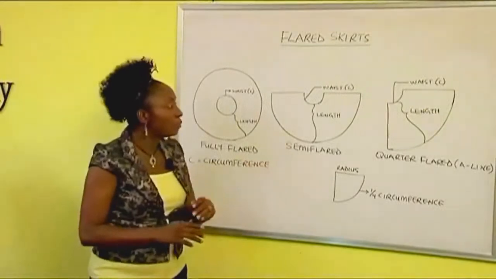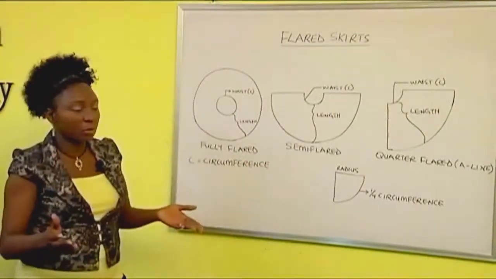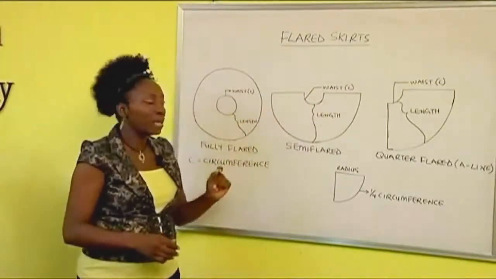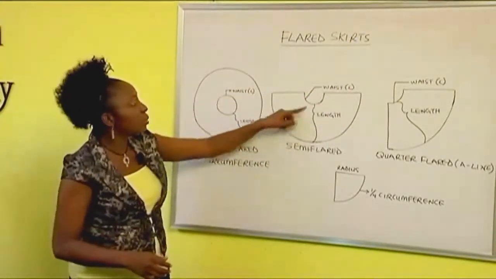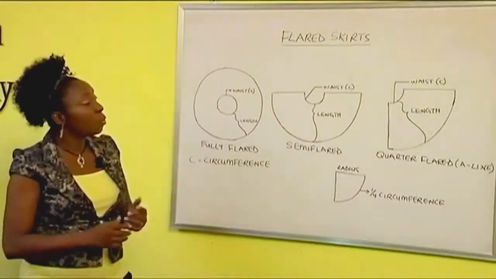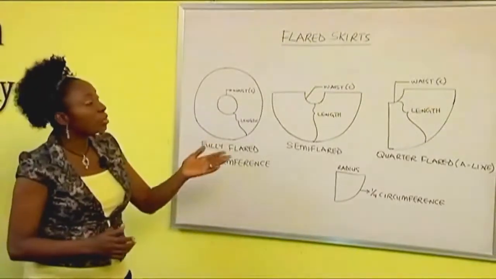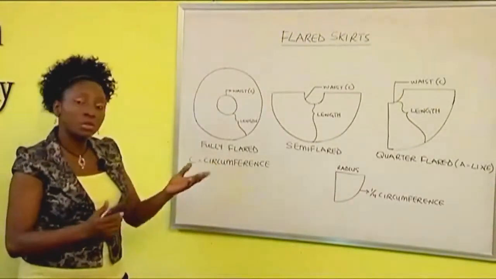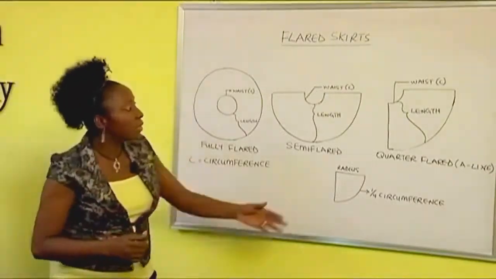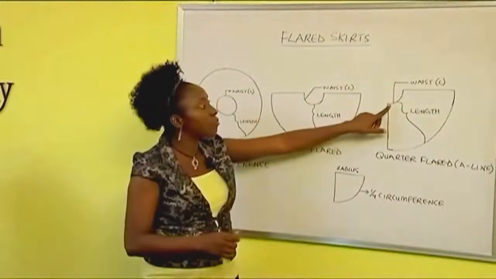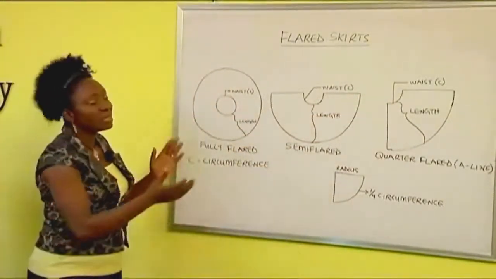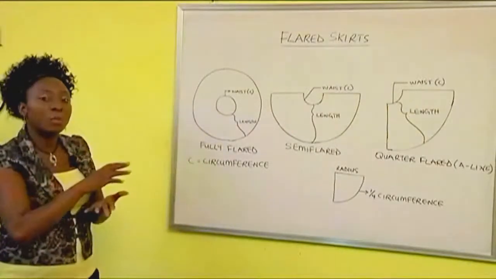Now if you look at the semi-flared skirt, it's a semicircle, with the inner semicircle representing the waist, and the distance between the two semicircles gives you the length. The third one is a quarter circle, called the quarter flared skirt, also known as the A-line skirt. It's not as flared as the others. The inner quarter circle represents the waist, and the length is in between the two quarter circles.